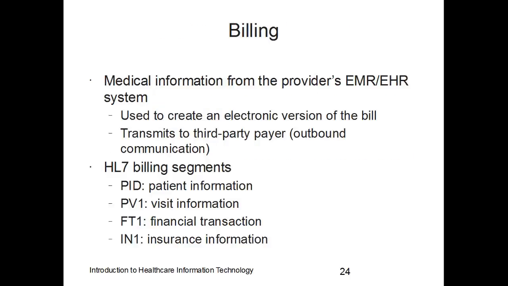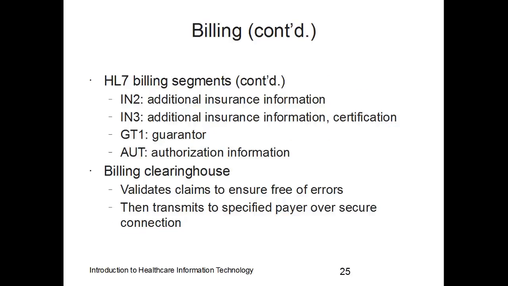Alright, now we'll talk about billing. The medical information from the provider's electronic medical or electronic health record is used to create an electronic version of the patient's bill. And this will be then transmitted to a third-party payer. And this will be done within an HL7 message. Some common HL7 billing segments that you'll find: the PID, the patient identification; PV1, the visit information; FT1, financial transaction; IN1, insurance information; IN2 and IN3, any additional insurance information; the GT1, the guarantor; and then the AUT, authorization information.